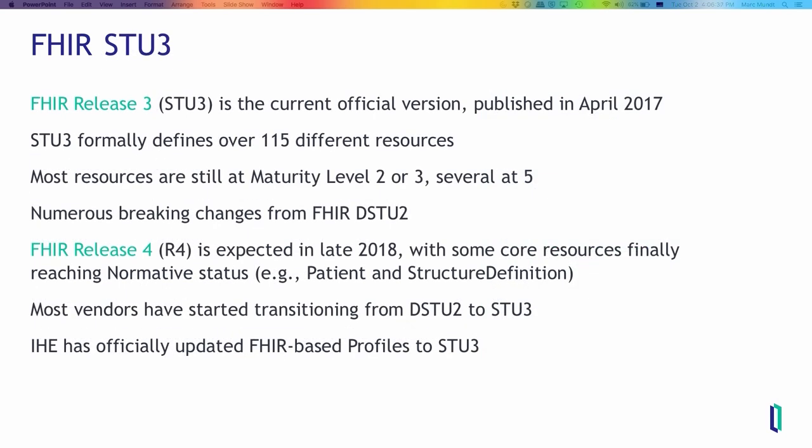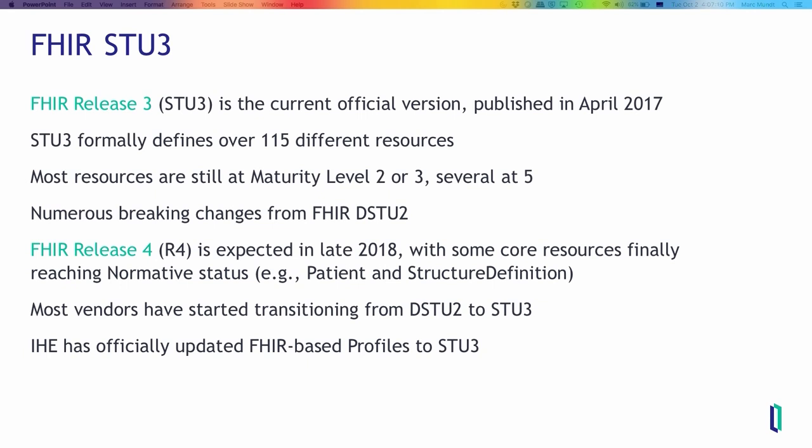So now let me talk about versions. The current official version of FHIR is STU3. It stands for Standard for Trial Use 3, and it was published back in 2017. As part of the specification, it now defines over 115 resources. Last time I counted, I think it was 117, but it might be one or more or less, depending on how I count it. Officially, I couldn't find the official number, but it's over 115.